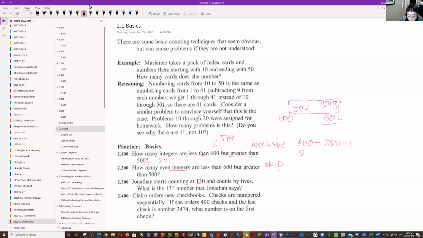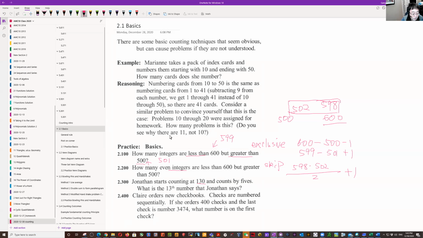So this you can do 599 minus 501 plus 1. So this is another way of doing it. But on the second problem, you definitely have to convert it. So it becomes inclusive counting. That's 598 minus 502. And because you're doing skip counting, you divide by 2, then plus 1. So that's the way you really do this type of problem.